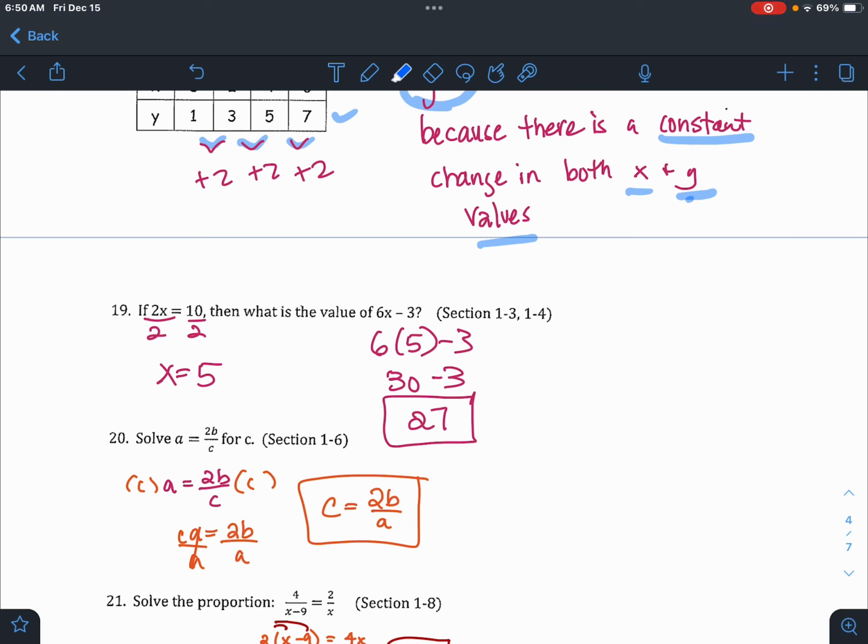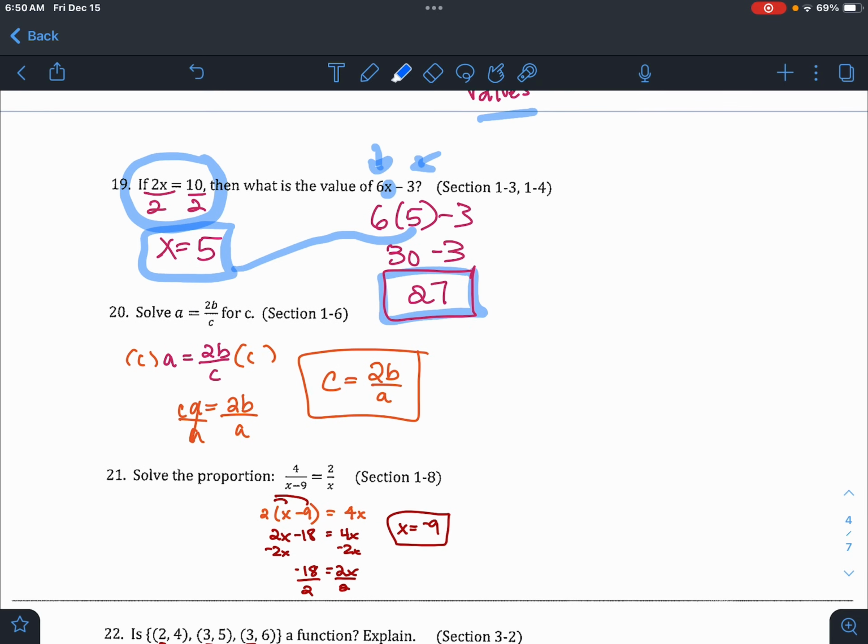On 19, because it says if this is true, what would this be? Well, in order to know what this is, we'd have to know what x is. So we go back and we solve for x here, simply dividing by 2, and then we substitute that value in to solve for evaluating this expression when x is 5.